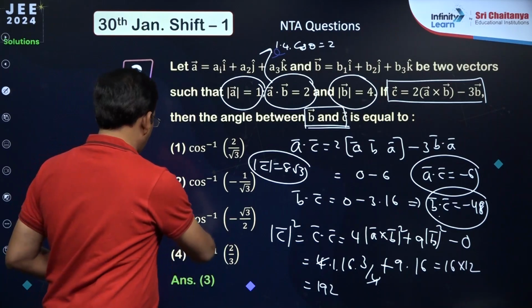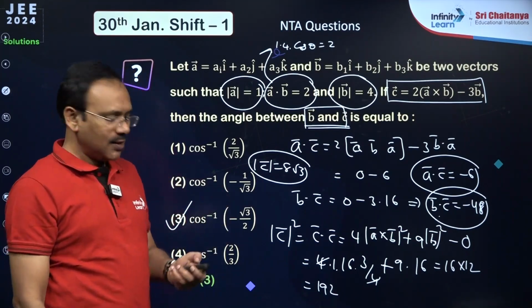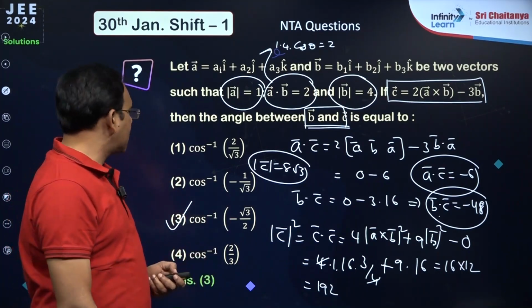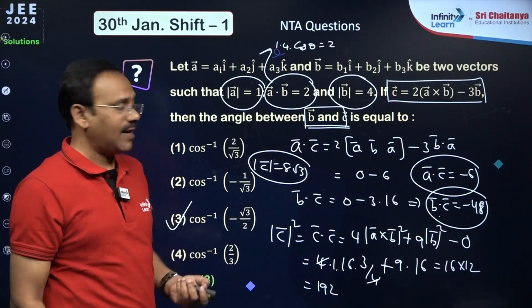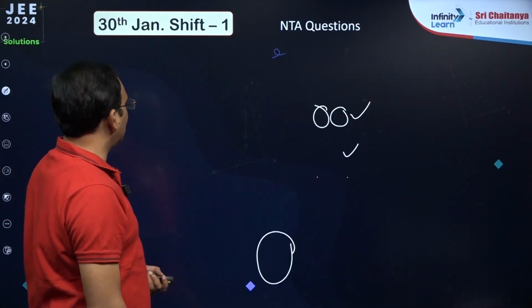So this is going to be option 3. You can also compute the angle, that is pi minus cos inverse root 3 by 2, but options are not given. Why compute unnecessarily? So this is the question.